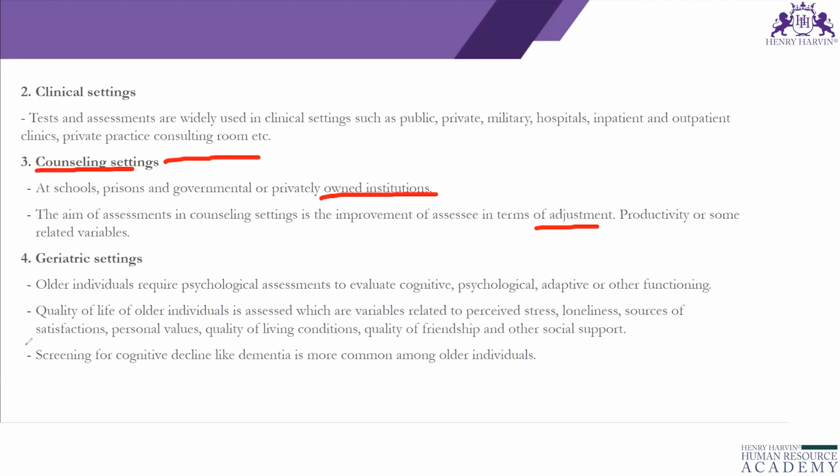The next setting is the geriatric setting, where older individuals will require some psychological assessment to evaluate their cognitive, psychological, adaptive, or other functioning. Quality of life of the older individual is assessed, with variables related to perceived stress, loneliness, sources of satisfaction, personal values, quality of living condition, quality of friendship, and other social support. Screening for cognitive decline like dementia is common among older individuals. Here we will see more of the counseling and education settings, which are related to us.